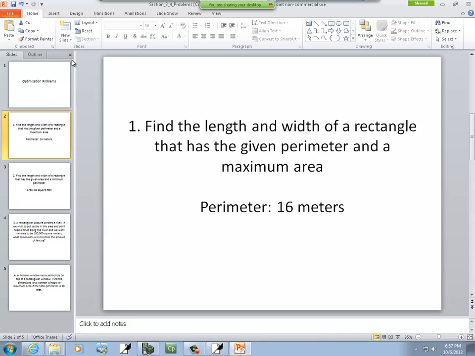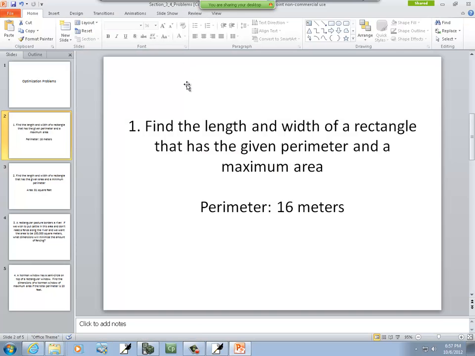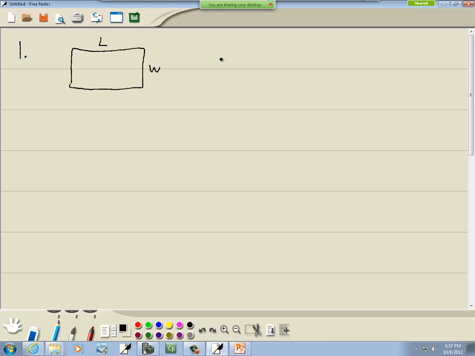Find the length and width of a rectangle that has a given perimeter and maximum area. Okay, so we've got a rectangle. Here's our length and here's our width. So we're talking about area and perimeter. Area, we just label that as A. Area is equal to length times width. And perimeter is equal to 2L plus 2W. Perimeter is just adding up all the sides. This is L, so that's 2L. This is W, and this is W, so that's 2W.